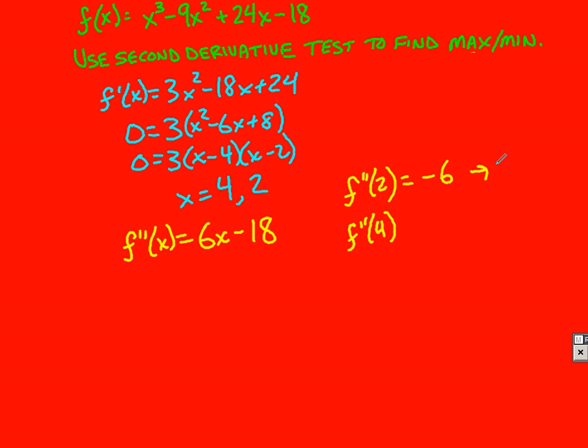That means this is going to be concave down at this point, which means we will have a maximum value at this point. And when I plug in 4, 24 minus 18 is a positive 6, so this will be concave up at this point, which means it will be a minimum value at x equals 4. And that's how you use the second derivative test to find maximums, minimums, and to find concavity.